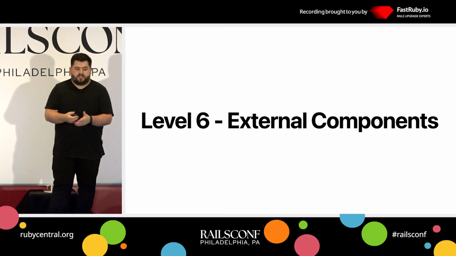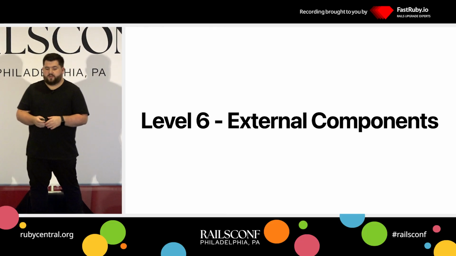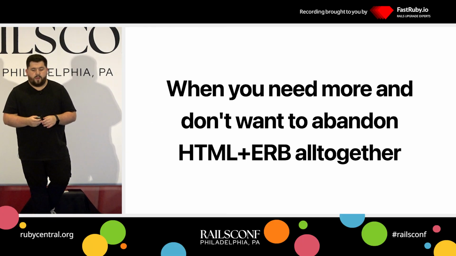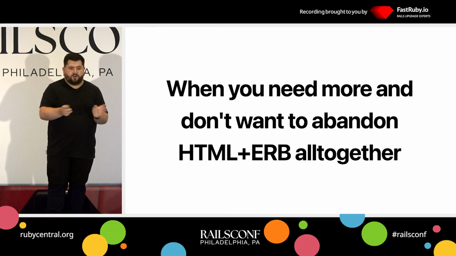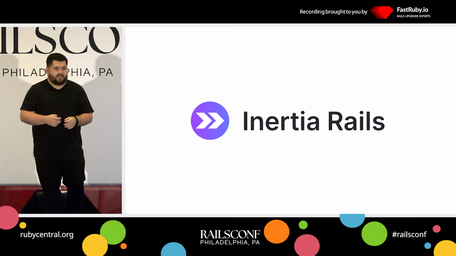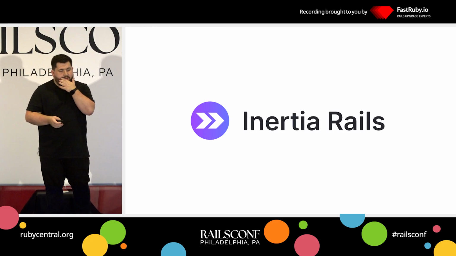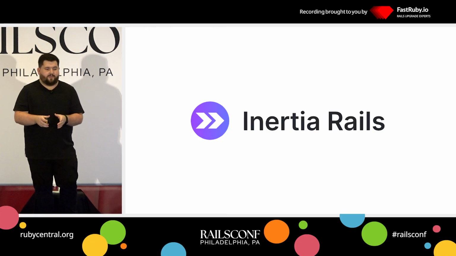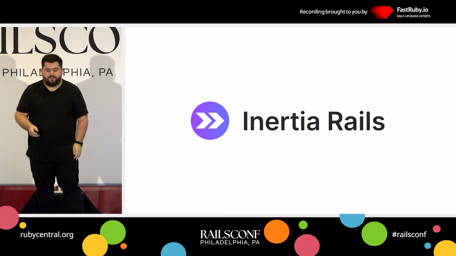And the last level, which is probably too ambitious, but I'm still going to show it, would be to say, let's bring in the external components from other ecosystems. So you don't have to throw it all away, but we say, again, on certain pages, we want to have more. Now you could say this is what Inertia Rails already does in a way. But the thing with Inertia is that you have to say I want to have all of it in React, and that's all there is. So you cannot say I want only this piece in React and this other piece not. It's all or nothing.